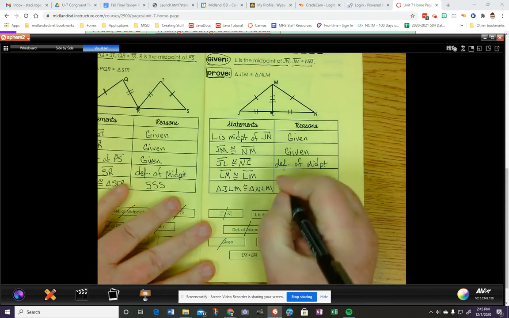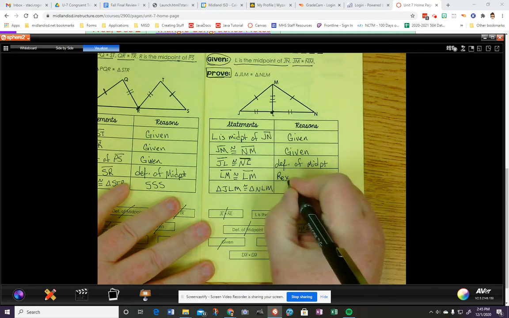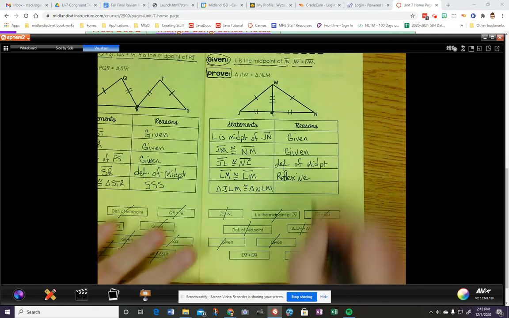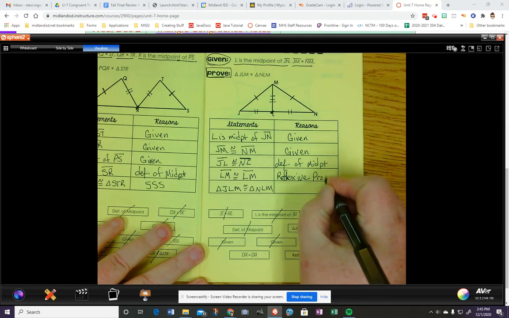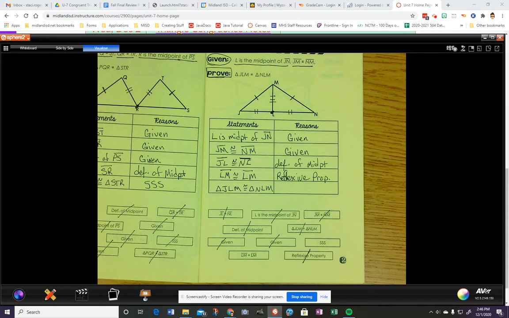It's reflexive property. I always thought of it kind of like reflexive and reflective, kind of similar words. So that leaves one less thing.